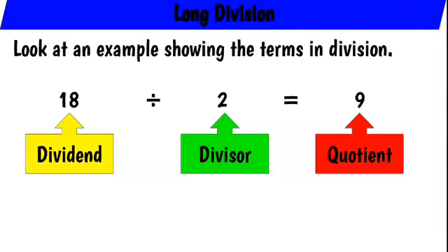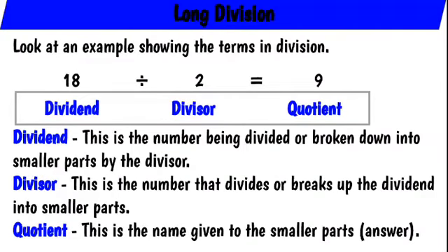Let's review the meanings of those terms. Dividend: this is the number being divided or broken down into smaller parts by the divisor. The divisor: this is the number that divides or breaks up the dividend into the smaller parts. The quotient: this is the name given to the smaller parts.